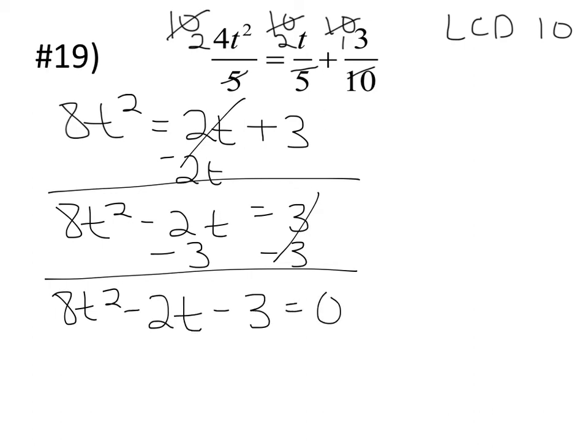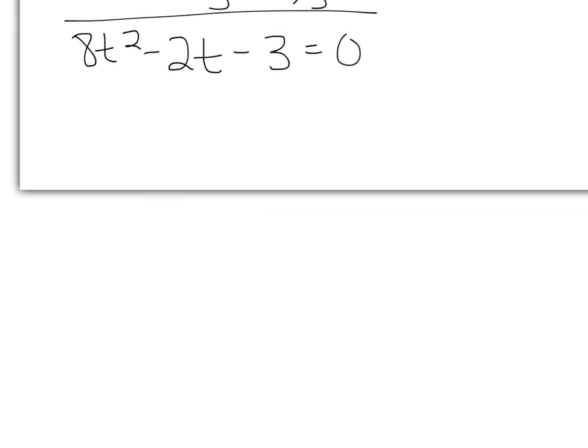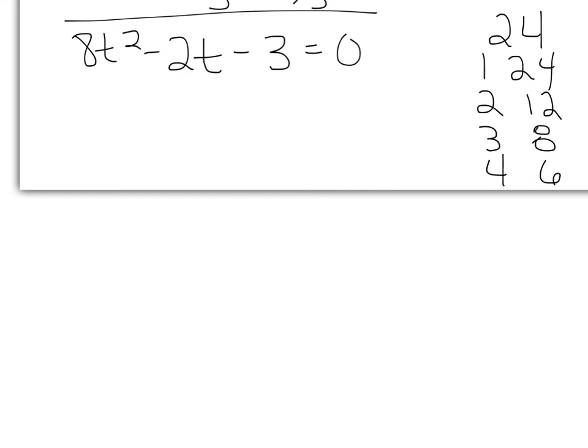Okay, see if there's a GCF you can factor out. There isn't, so you multiply your first and last term to get 24. Your factors of 24 are 1 and 24, 2 and 12, 3 and 8, and 4 and 6. And you want the one that can give you 2. So, not 1 and 24, not 2 and 12, not 3 and 8, but 4 and 6.